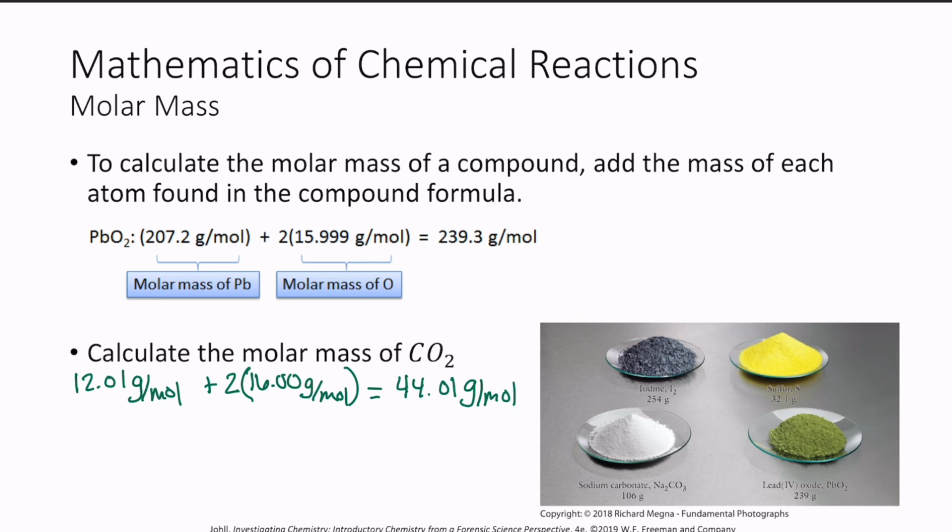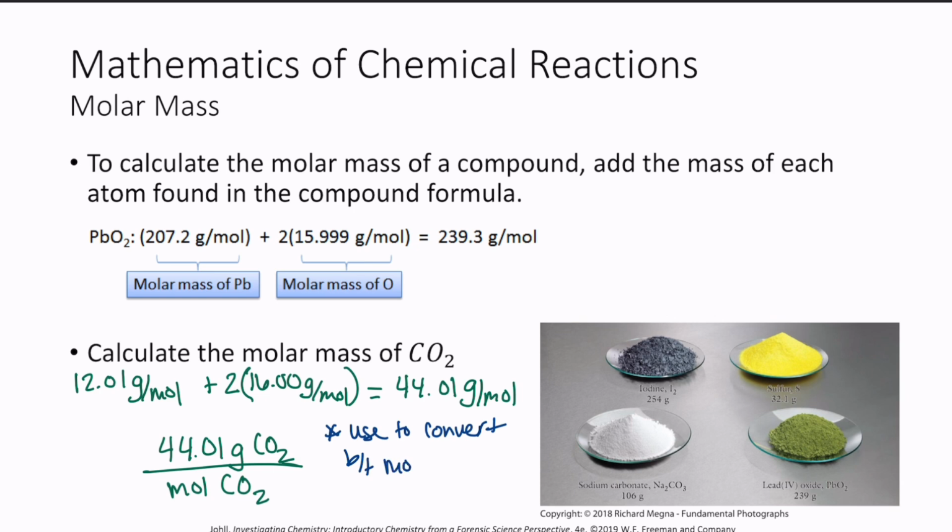Well, guess what? What can we use this as? You got it, a conversion factor, because I can write this as 44.01 grams of CO2 per mole of CO2. So the molar mass is a great way to convert between moles and grams of a substance.